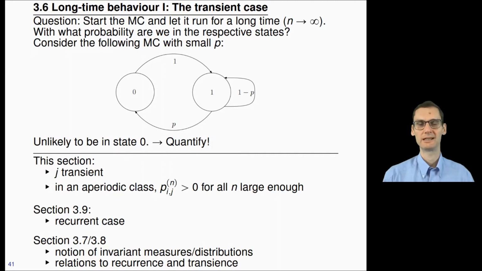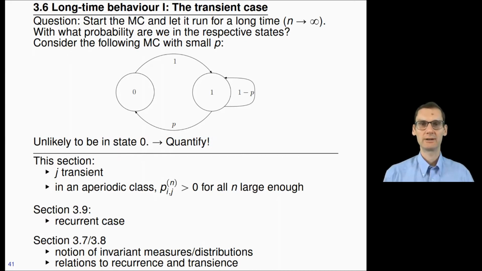So when a state j is transient, which is not the case in my example here, but of course we've seen examples of transient states, we will see what the probability is to be at the transient state after a long time. And we will see that this probability tends to 0, actually.